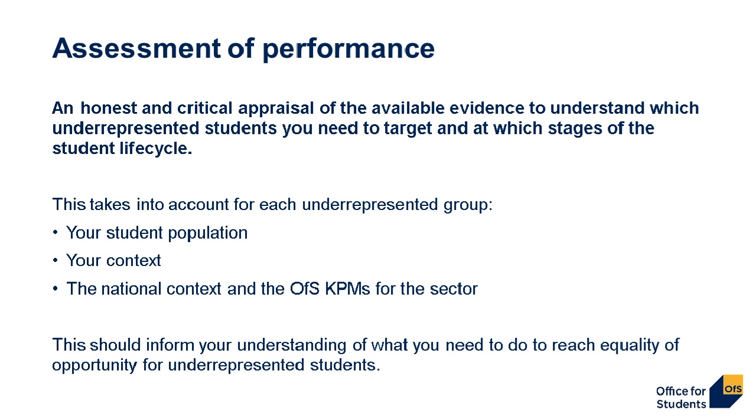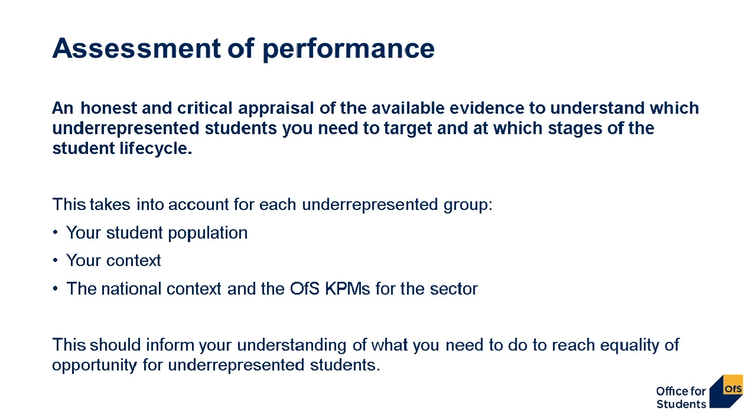But essentially, for each underrepresented group, your assessment of performance should take into account a few things. So your own student population. So this is by looking at your own quantitative data, for example, application data or non-continuation data, other data sets such as the OFS dataset, and qualitative evidence to help you understand your student population. Your student population within your context. So this is about understanding what impact your context has on your students, but it's not necessarily to excuse those issues, rather to identify what those issues are and how you will address them.